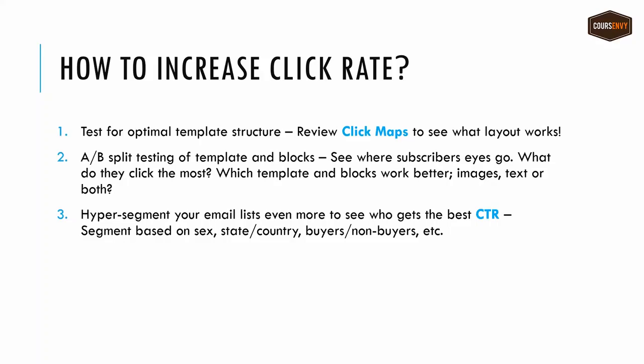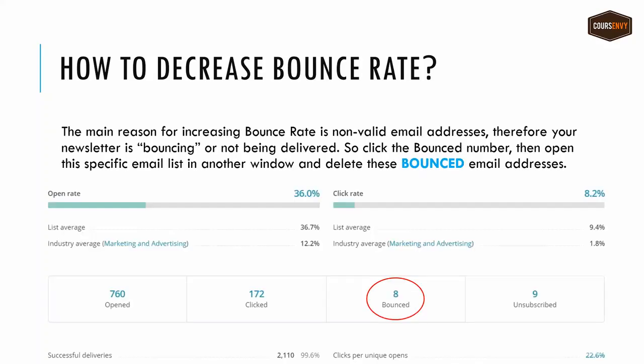Number 3, hyper segment your email list. By targeting down your email list and making your campaign specific and laser focused, you're going to get the best CTR or click-through rate. Segment based on sex, state, country, buyers versus non-buyers, by their business, by their job title, and so on.